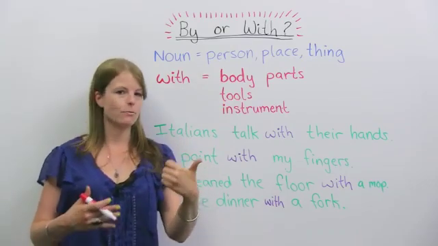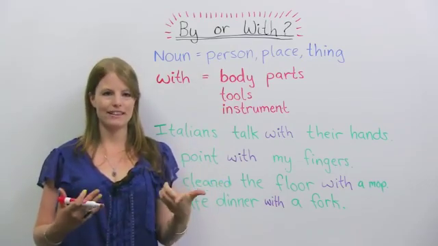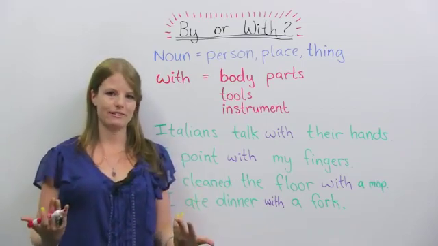Okay, so we've covered a lot of ground here. We've covered "by" with verbs, we've covered "by" with nouns, and we've covered "with" nouns.